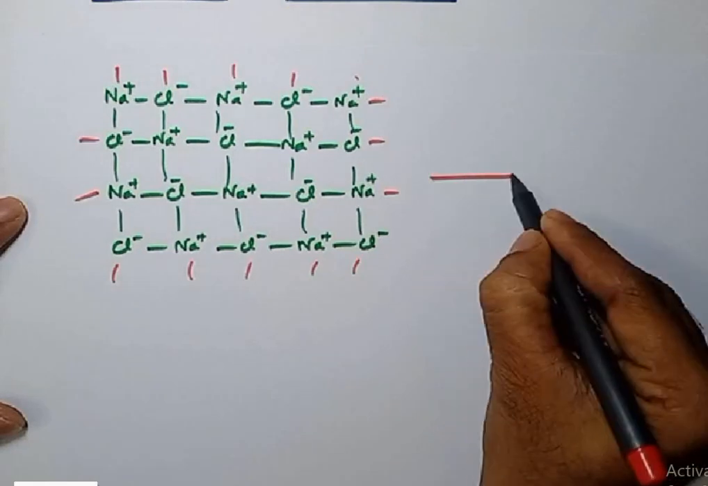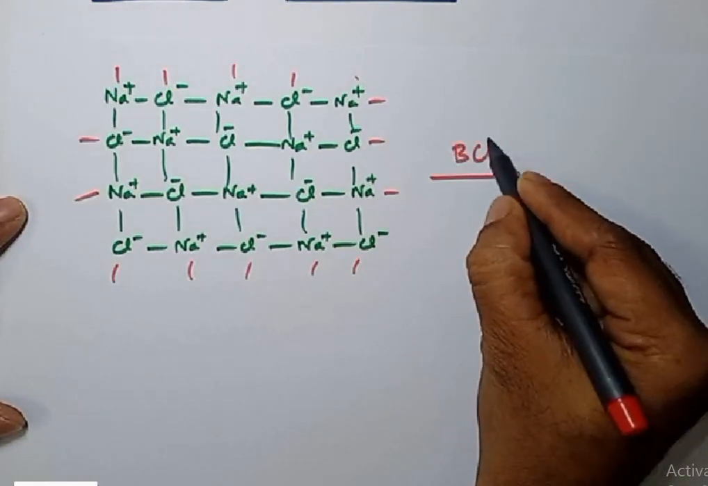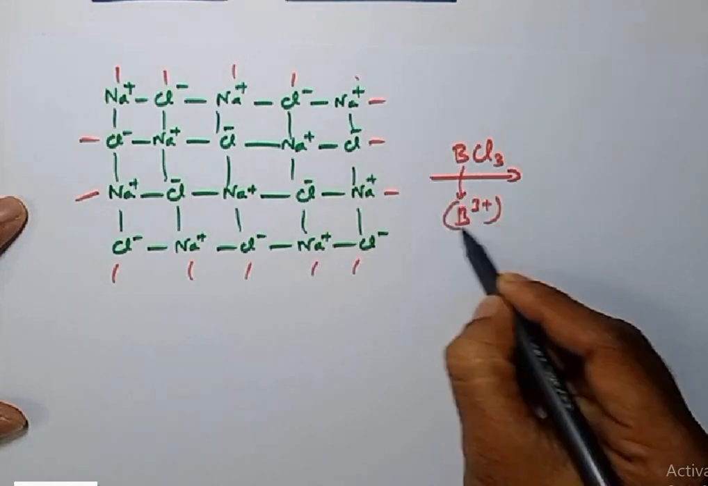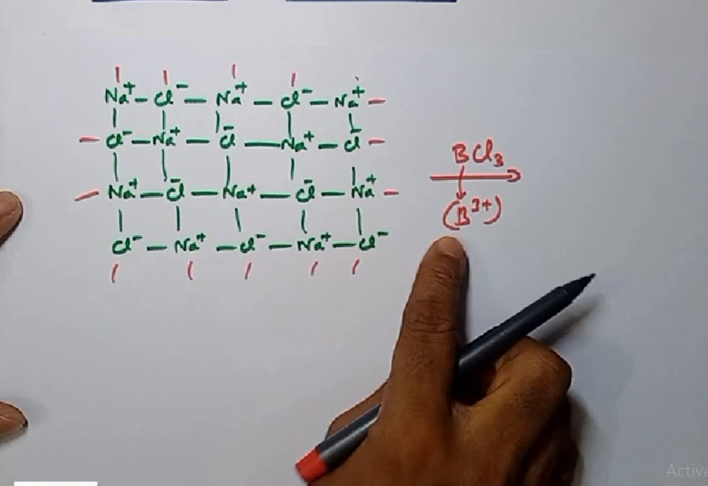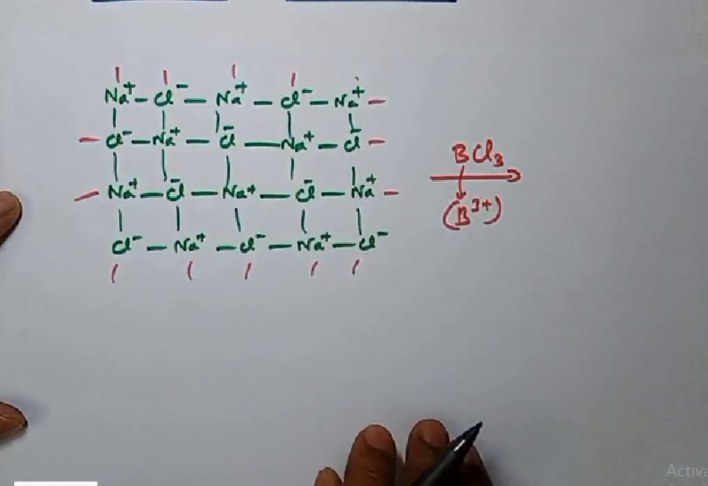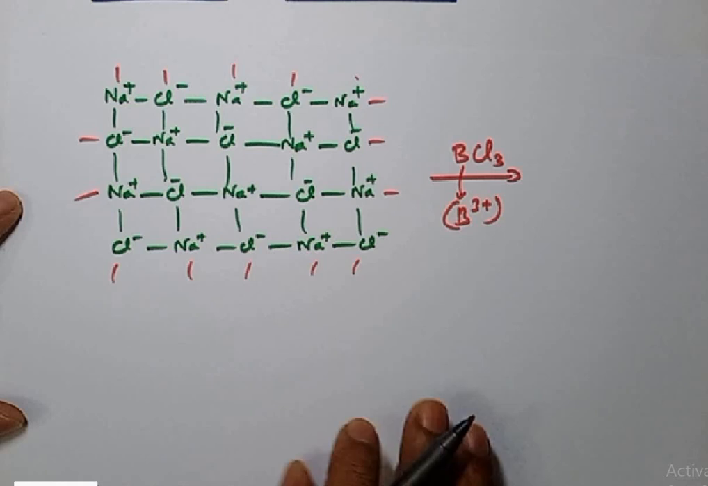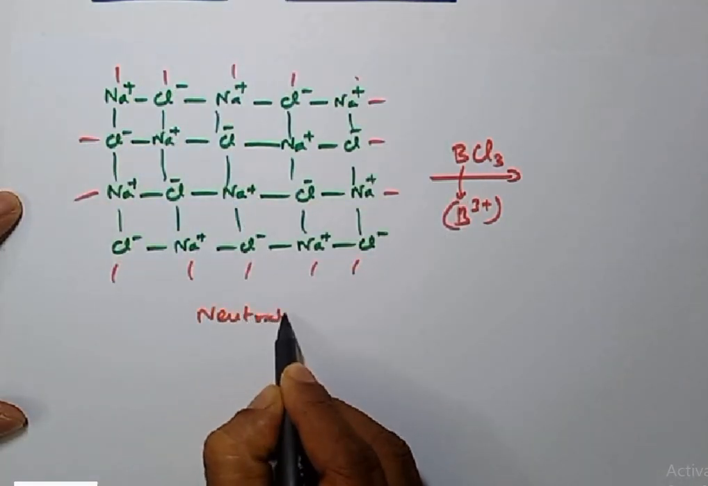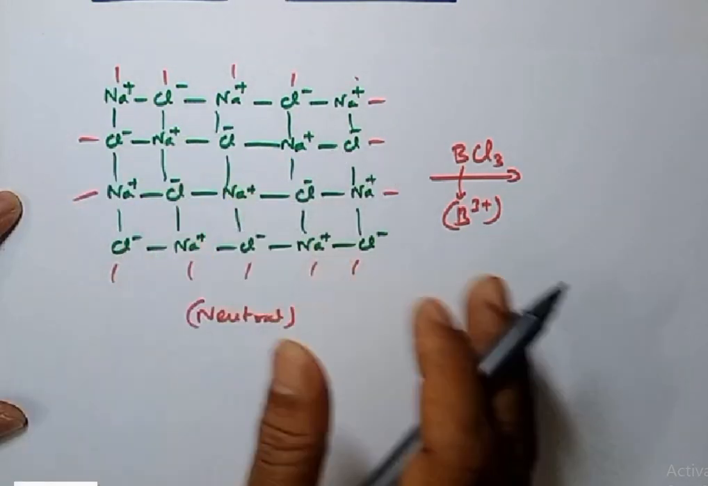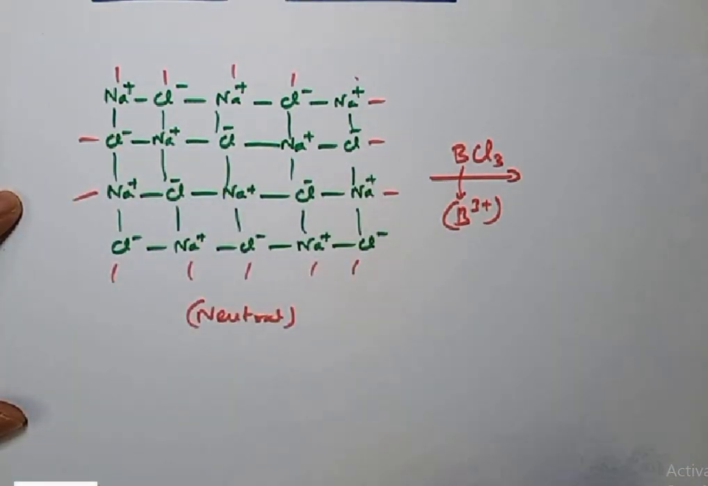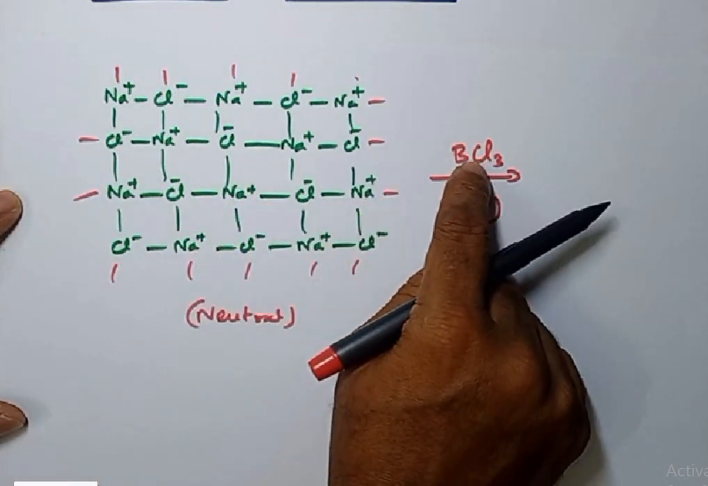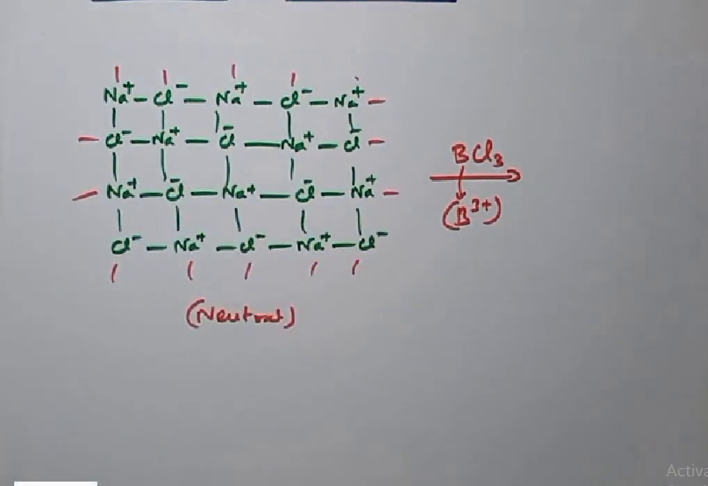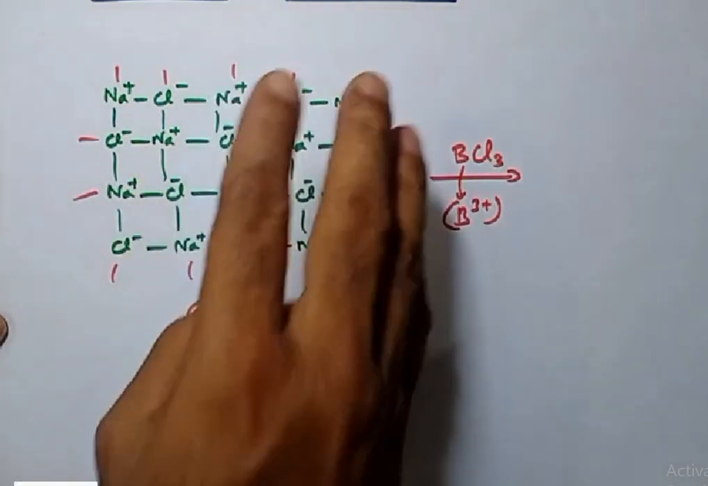Now what we are going to do, we are going to add boron trichloride. It consists of boron 3 plus ion. So I am going to replace sodium ions by boron 3 plus ions. Now listen, assume that the crystal is perfectly neutral. Neutral means total positive charge is equal to total negative charge. Now I am going to add BCl3 as impurity here. I am just adding some impurity. What will happen? The boron 3 plus ion will replace sodium ion.